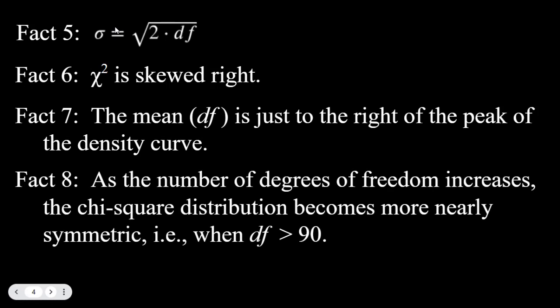Fact number 8, as the number of degrees of freedom increases, the chi-square distribution becomes more nearly symmetric. And basically, when the degrees of freedom is more than 90, it's fairly symmetric. Again, the same thing happened with the t distribution, where it looked more like a normal distribution. It is going to be symmetric, but it's still going to be all positive values, which still differs from the t and the z distributions that we've talked about previously.